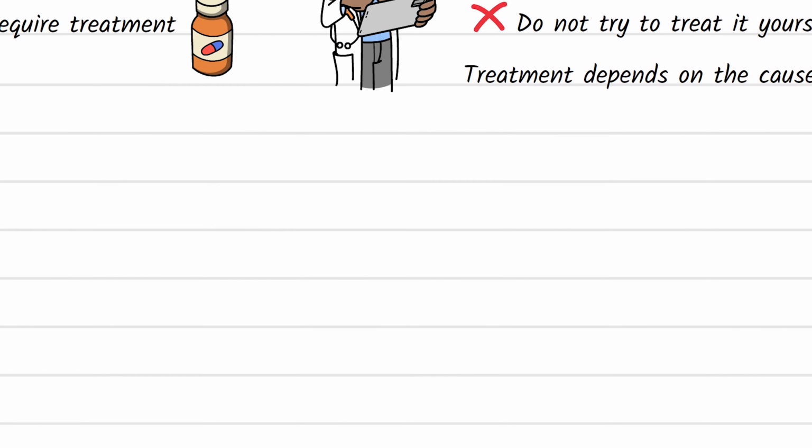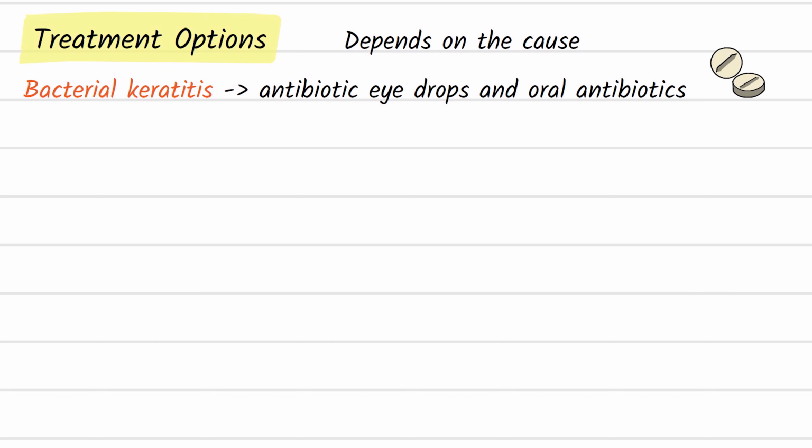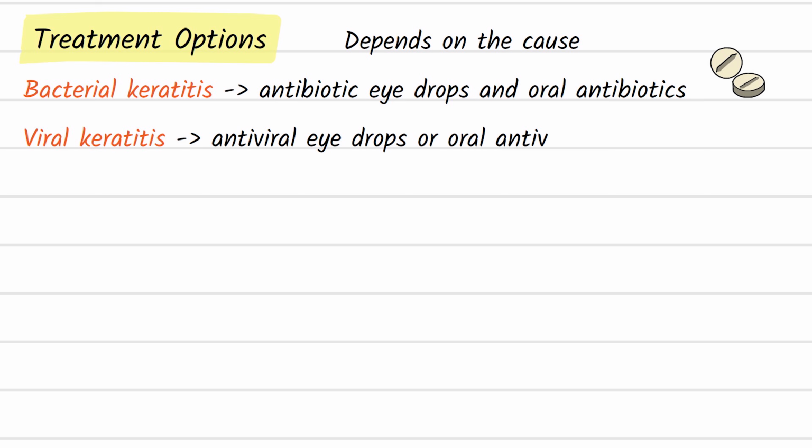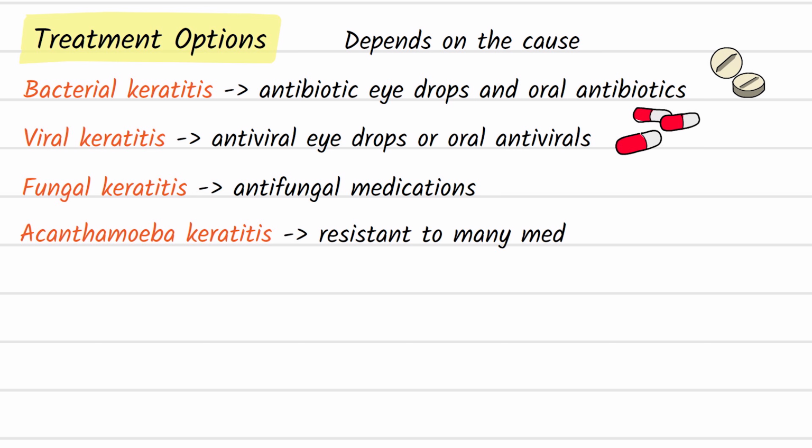The treatment for keratitis depends entirely on the cause. Bacterial keratitis requires antibiotic eye drops, and in some cases, oral antibiotics. Viral keratitis is treated with antiviral eye drops or oral antivirals. Fungal keratitis requires antifungal medications and a longer treatment period. Acanthamoeba keratitis is the most challenging to treat because the organism is resistant to many medications.